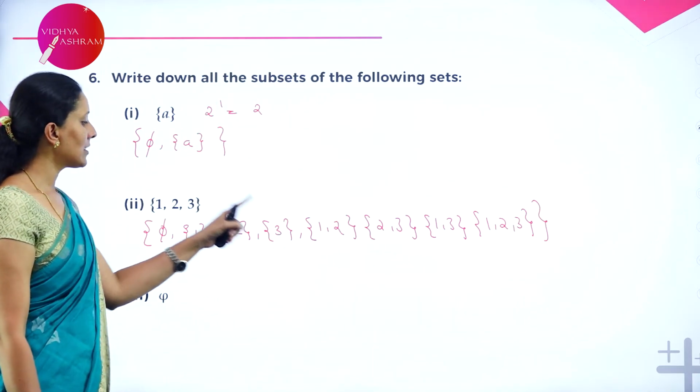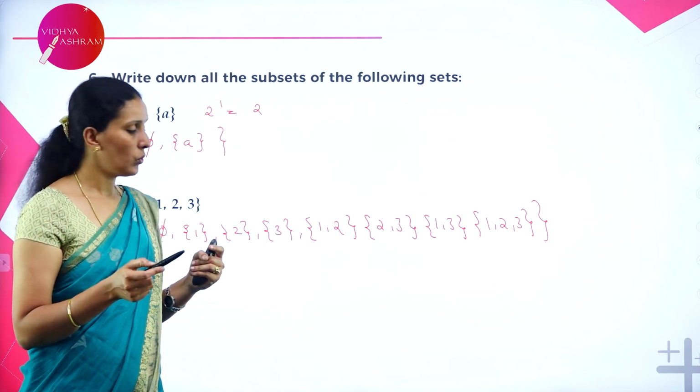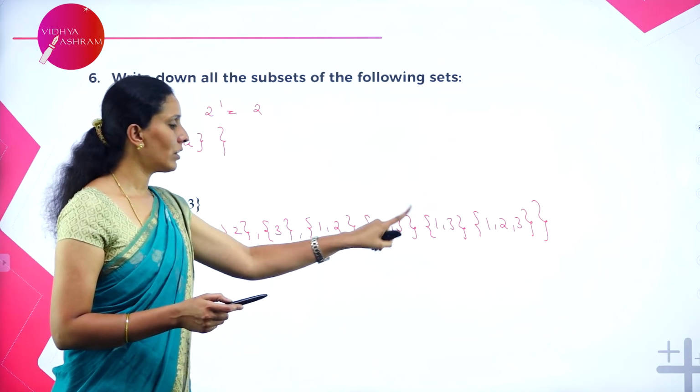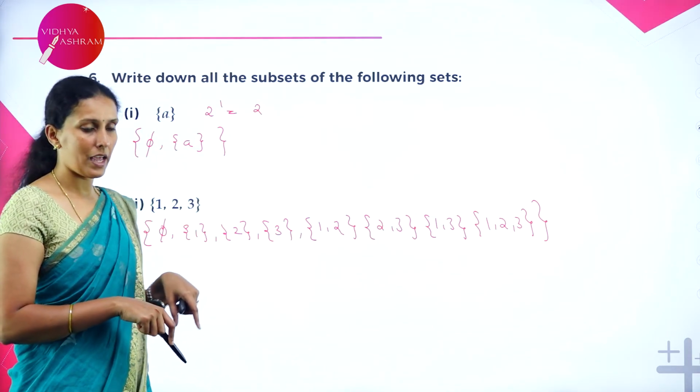The set {1, 2} is the same as {2, 1}, so therefore there is no need to write {2, 1} again. {2, 3}, {1, 3}, {1, 2, 3}. Why {1, 2, 3}? Because every set is a subset of itself again.